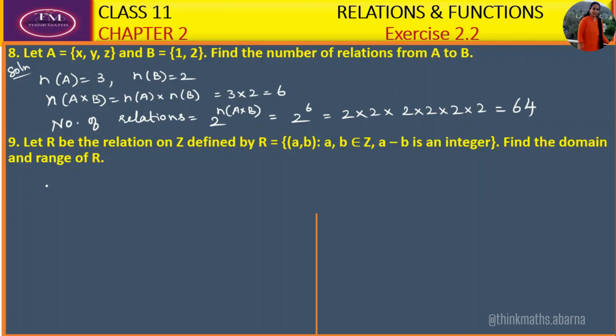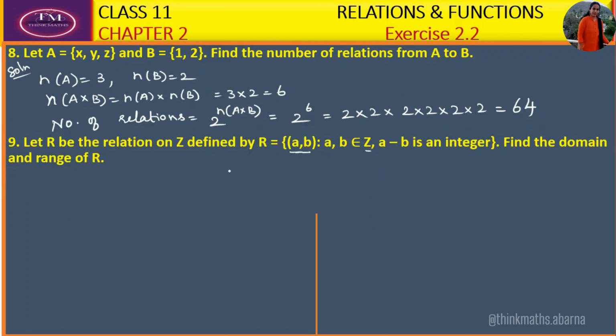Okay. Next, last question of this exercise. Let R be the relation on Z, that is integers, defined by set of all A comma B such that A comma B belongs to Z. So A comma B are integers. A minus B is an integer. Find the domain and range of R. So what is the relation? The relation is between two numbers. The two numbers are in integer. Their difference is an integer.